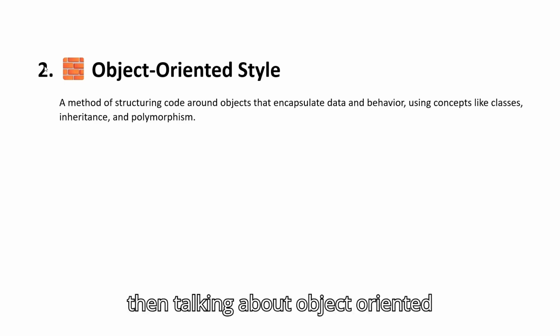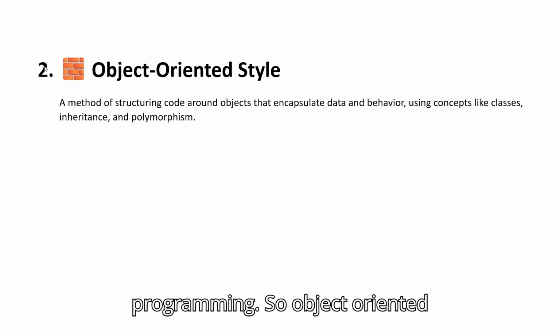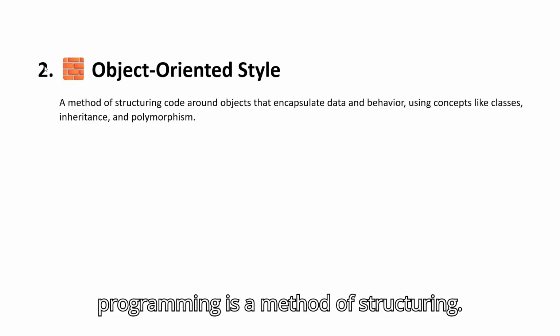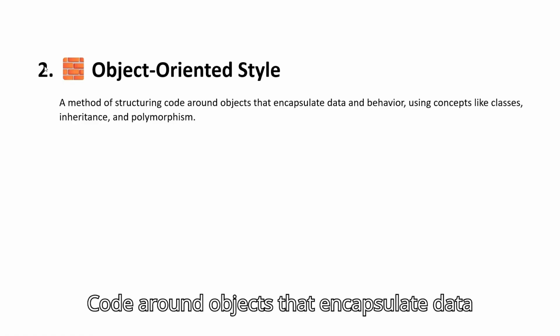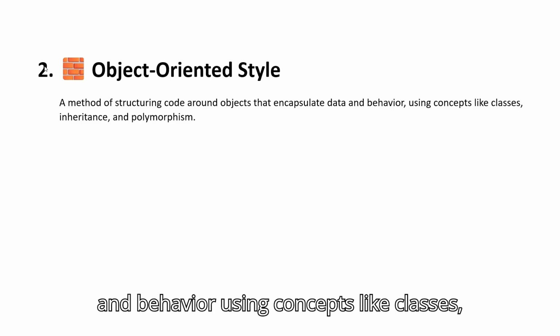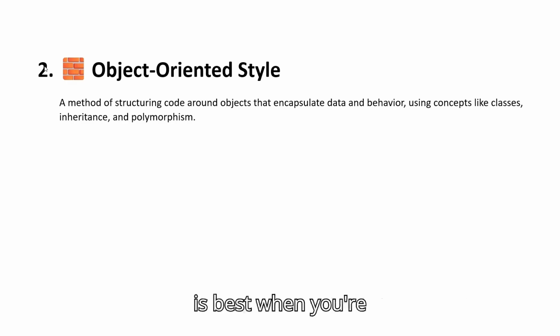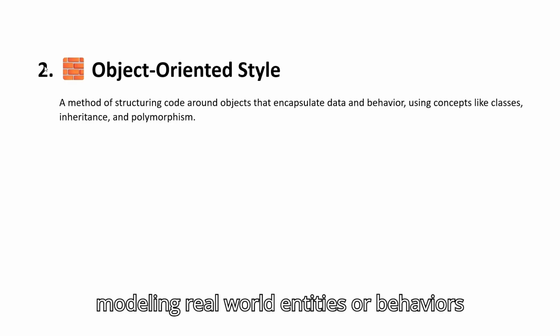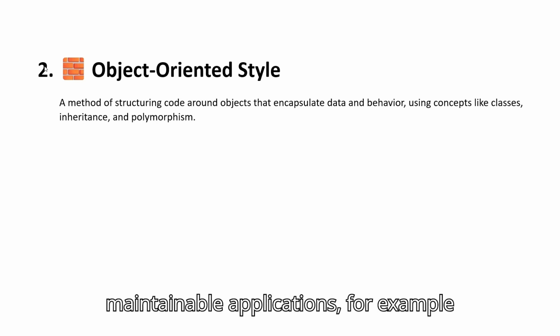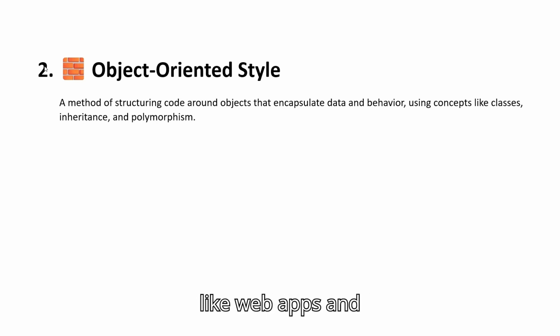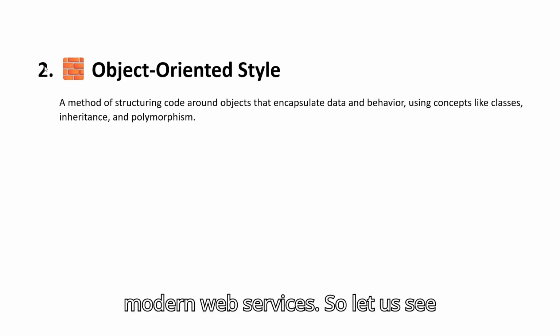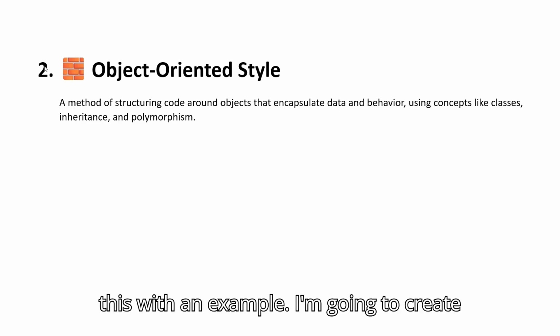And then talking about object oriented programming. Object oriented programming is a method of structuring code around objects that encapsulate data and behavior using concepts like classes, objects, inheritance, and polymorphism. It is best when you are modeling real world entities or behaviors, when you're building scalable and maintainable applications, for example, web apps and modern web services. So let us see this with an example.